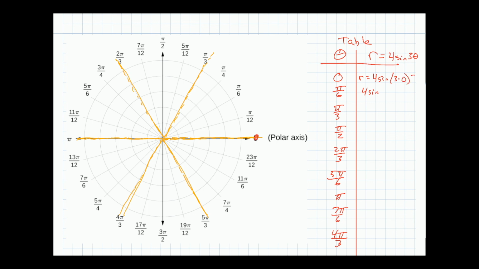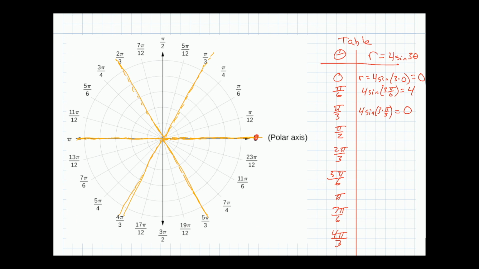3 times 0 is 0, so that's 0. But the next one you have to do 3 times pi over 6, which is pi over 2. And so 4 sine pi over 2 is going to be 4. And then when you do 4 sine 3 times pi over 3, you're going to get 0. Remember, the pi over 3 and the 2 pi over 3 and the pi, all the ones that I marked off here, are going to be 0. And so actually what happens here is that if you go through and calculate these values, it just alternates between 0, 4, 0.